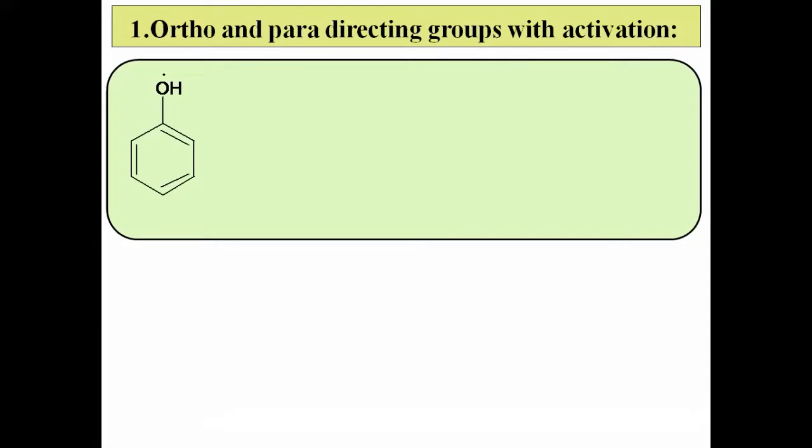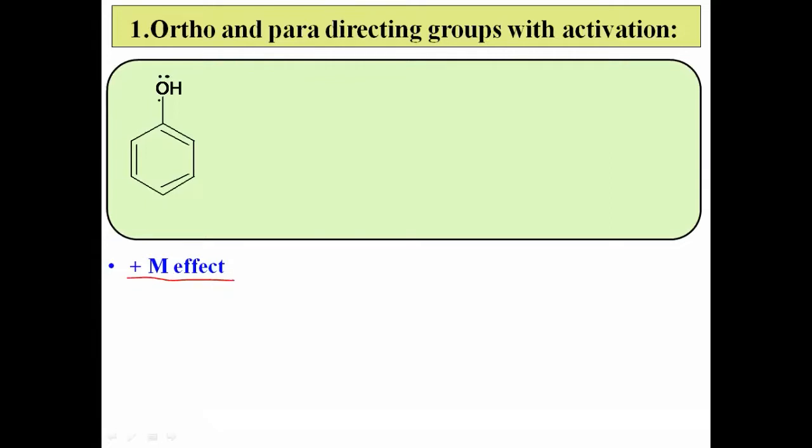Means atoms or group which having lone pair of electrons. This group having lone pair of electron. Therefore, that OH group having plus M effect. There is electron donating mesomeric effect. आपण स्टडी करणार आहोत why that phenol causes electrophilic substitution towards ortho and para position. Why there is electrophilic substitution at ortho and para position, and also about the reactivity of that phenol.